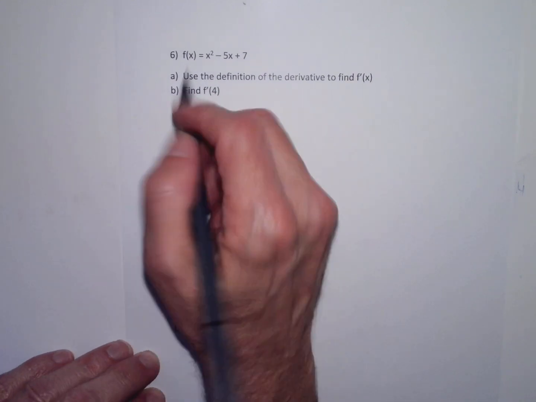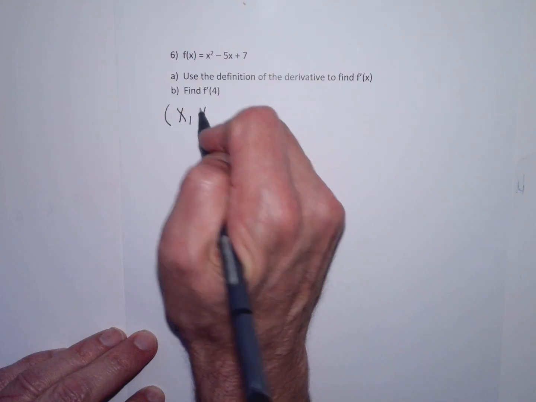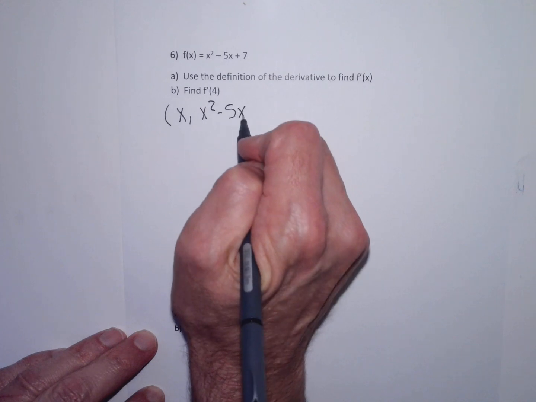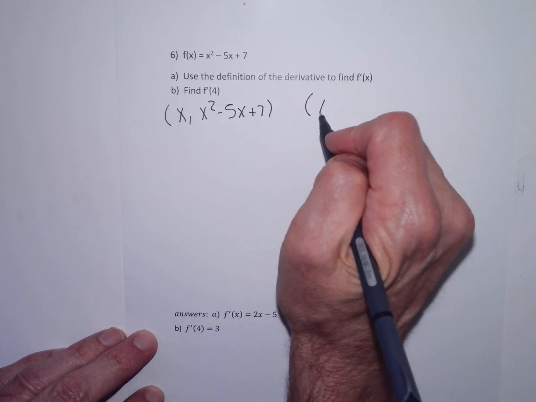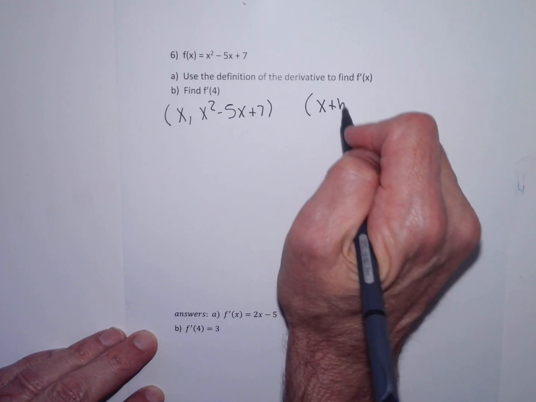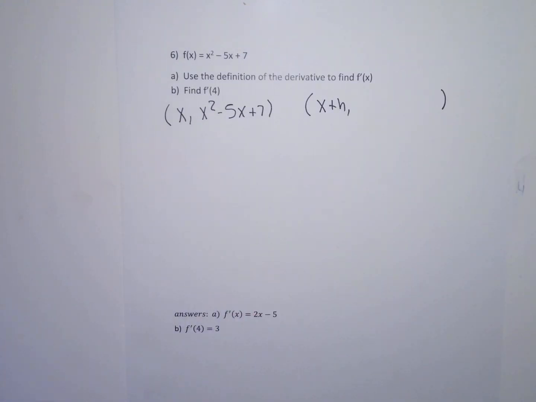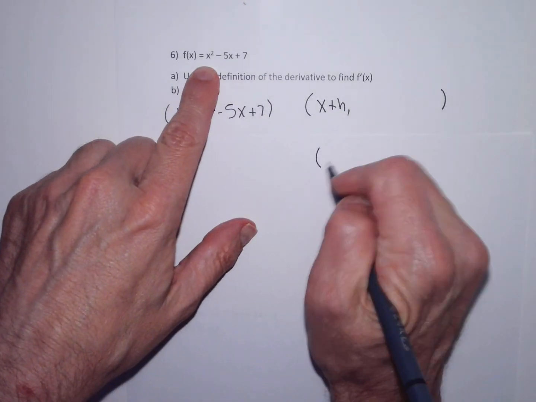The first point, its x coordinate is going to be x. Its y coordinate is going to be x squared minus 5x plus 7. That's the freebie. The second point, its x coordinate is going to be x plus h. Its y coordinate, I have no idea what it is, so I'm going to do it off to the side. How do I find its y coordinate?